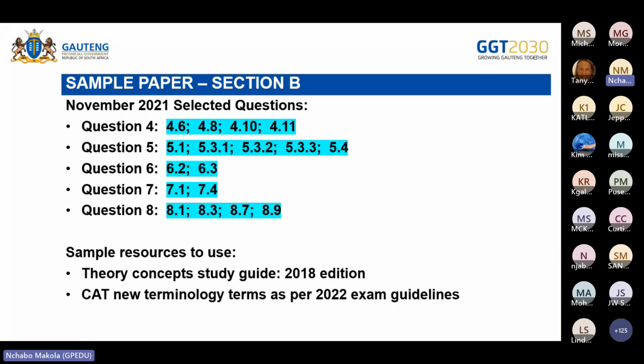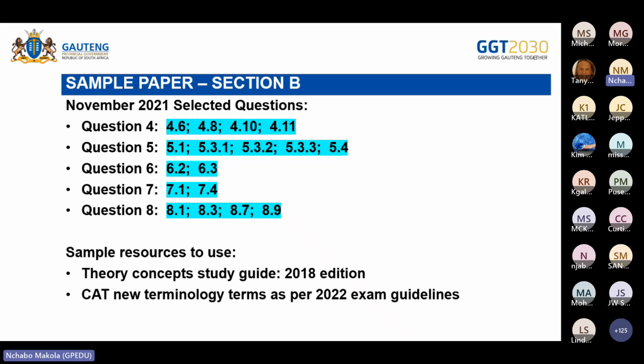The sample paper for section B, the November 2021 selected questions that I would like us to look at would be 4.6. I hope that the learners have got their question papers with them there. So just indicate that it will be 4.6, 4.8, 4.10, and 4.11. Those would be the question 4 sub-questions that we'll be looking at. For question 5, it's the ones that you see on the screen there, 5.1, 5.3.1, 5.3.2.3, as well as 5.4, and then question 6, question 7, and question 8. So let's start with question 4.